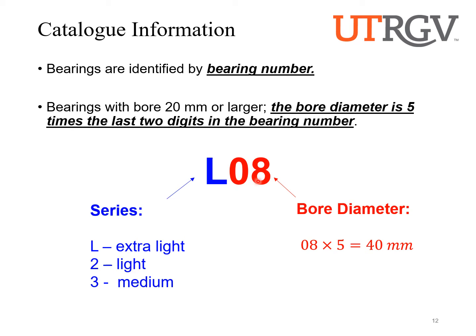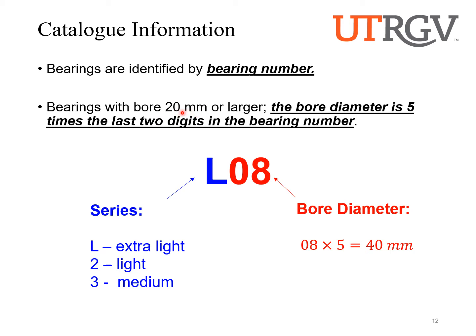The next two characters are going to help us determine the bore diameter. And I say help us because it's not a direct measurement. So if you see here 08, it doesn't mean that the bore diameter is going to be 8. In actuality, what you do is you take this number and multiply it times 5. So 8 times 5 is 40. And this is actually telling us that we have an extra light duty bearing that has a 40 millimeter bore diameter. And this holds true for bearings that are 20 millimeters or larger.